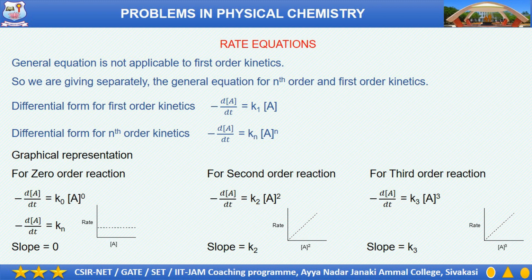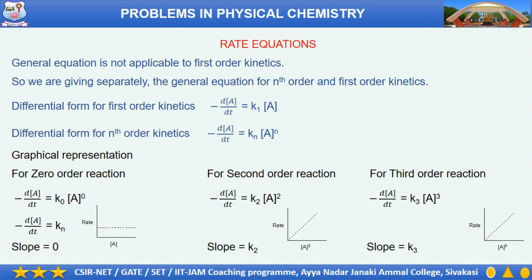Whenever the rate is plotted against the initial concentration of A, it is found to be parallel to the x-axis. And for such a case, what would be the slope of the reaction? The slope of the reaction is equal to 0.